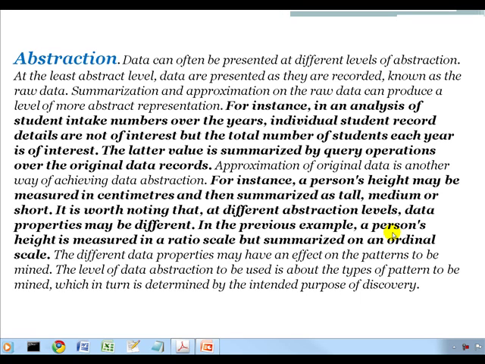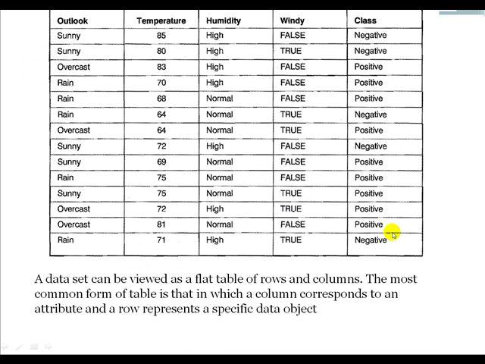Okay, so we just finished talking about abstraction. So this is a typical what's called a flat table for a database, as opposed to what's called a relational database. A database can be viewed as a flat table of rows and columns.